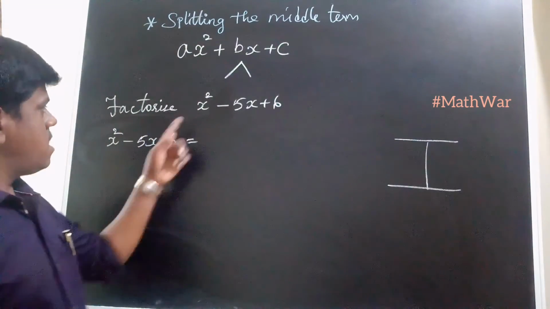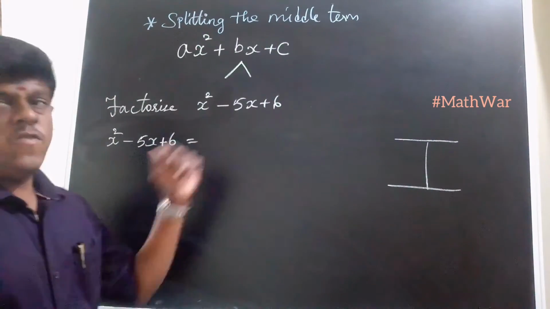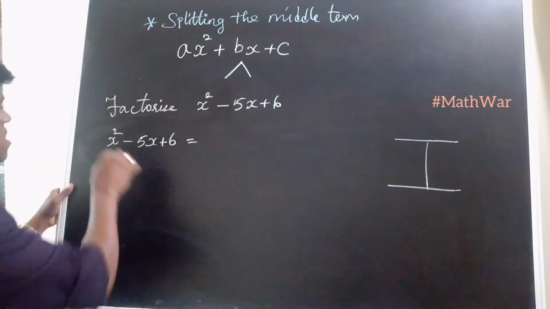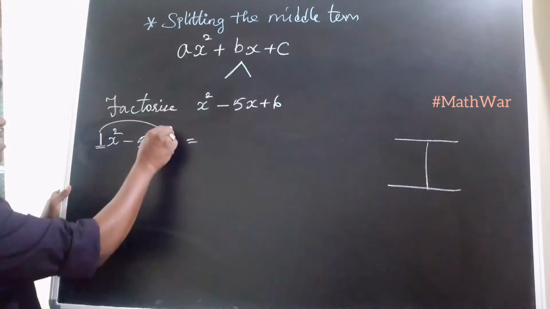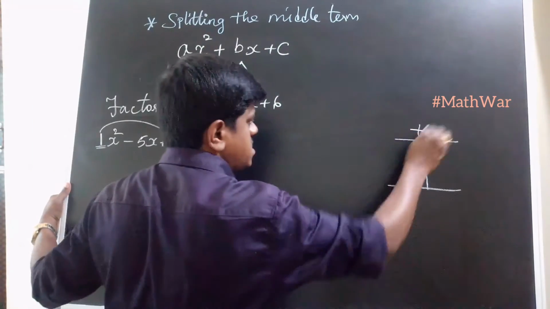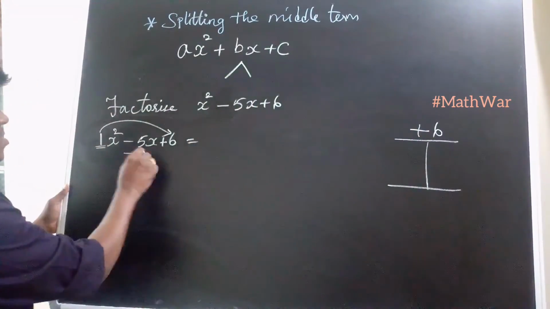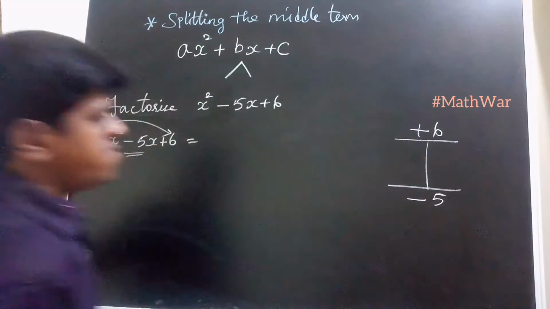Next sum, x square minus 5x plus 6. That we are going to factorize now. As I said, the coefficient of x square, here nothing is there, that means it is 1. That should be multiplied to the constant term. So plus 1 into plus 6, that is plus 6. And you can see the coefficient of x term is minus 5. That should be written down at the I value.